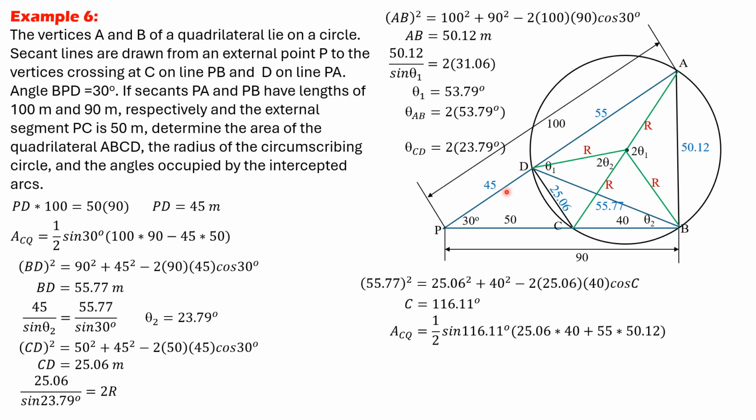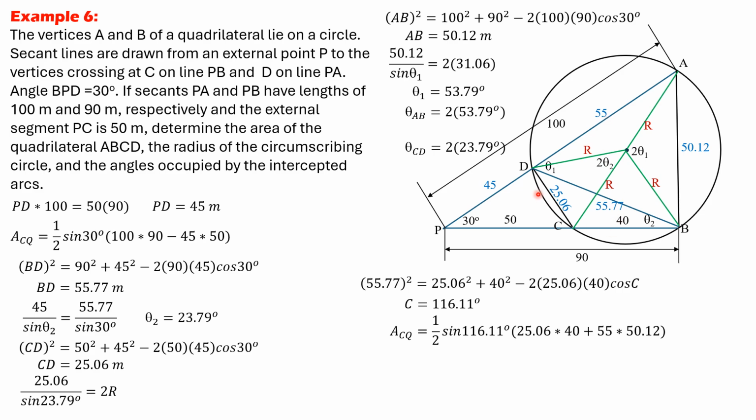So that is the external secant of PA, which is PD times the secant 100, equals the external secant of PB, which is PC, and it is 50, times the secant line, which is 90. So 50 times 90. Solving for PD, it is 45. Then this length AD should be 100 minus 45, so 55.